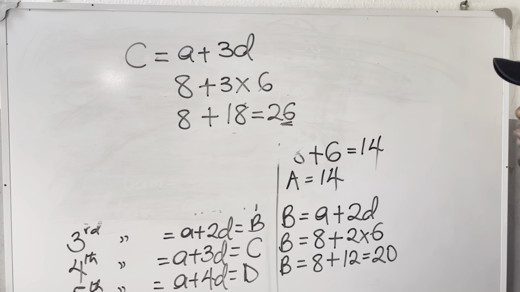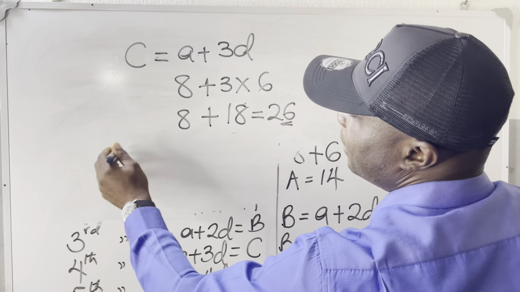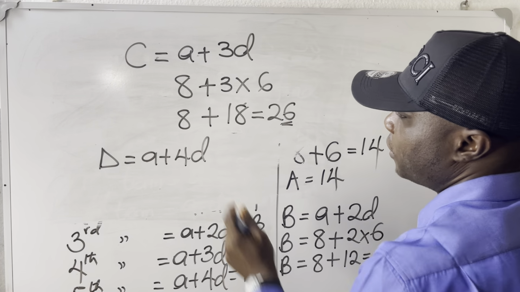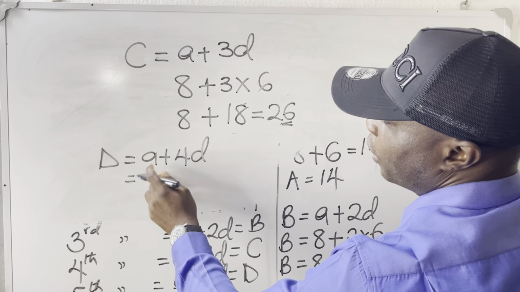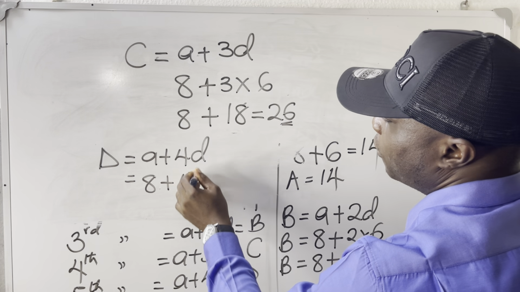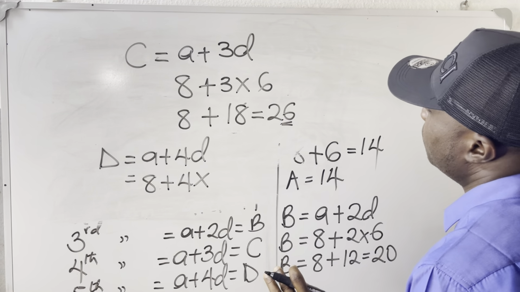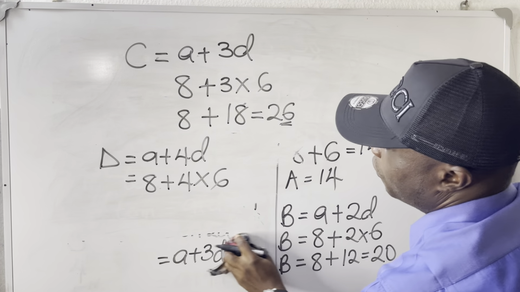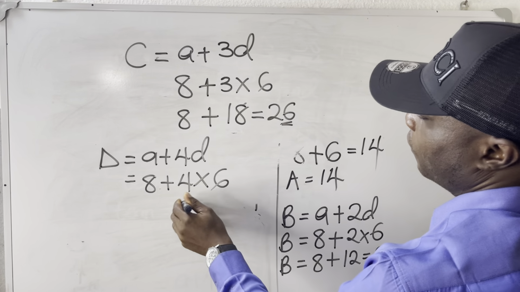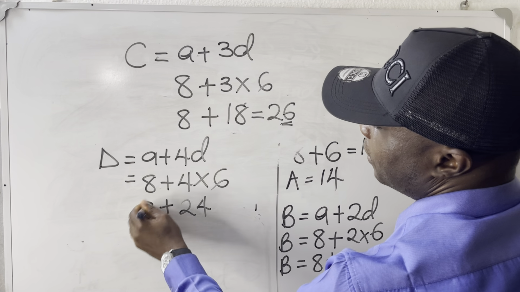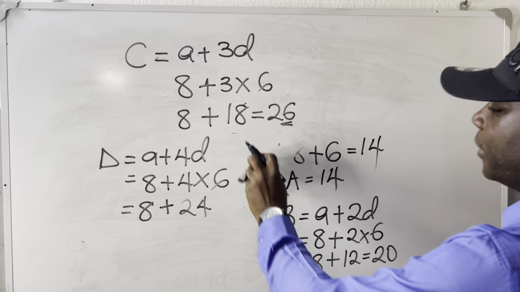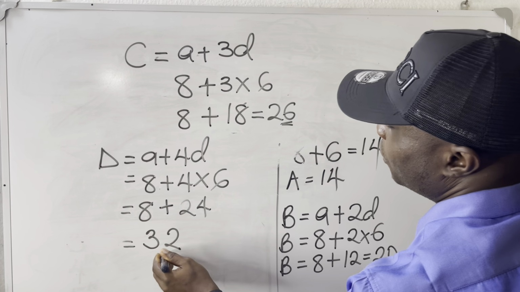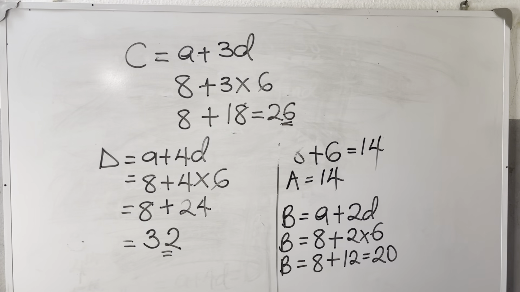Now for the fifth term, letter D, D is equal to a plus 4d. So that's equal to 8 plus 4 times the common difference, and our common difference is 6. 4 times 6 is 24, and we add it to 8. When you do that, you have 32. So letter D is 32.